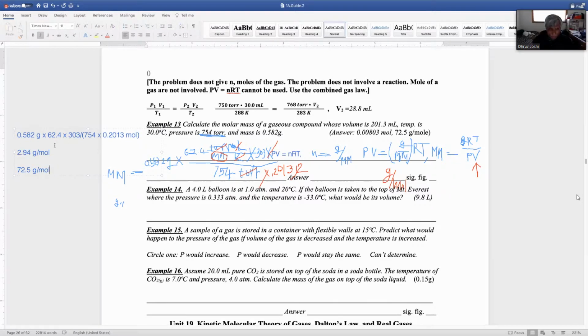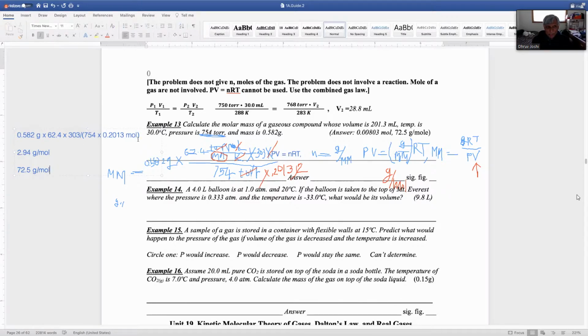Now, one more thing. These are the two possible answers. Which one of these two answers would be correct without thinking about anything, by thinking of other things? What is the molar mass of hydrogen? Wait, yes. I'm sorry. Before you get the answer, I have a question. So when you write the equation out where 0.582 gram times 62.4 times 303, divide that by 754 times 0.2013 mole, and then divide again by 0.2013 mole. Yes.